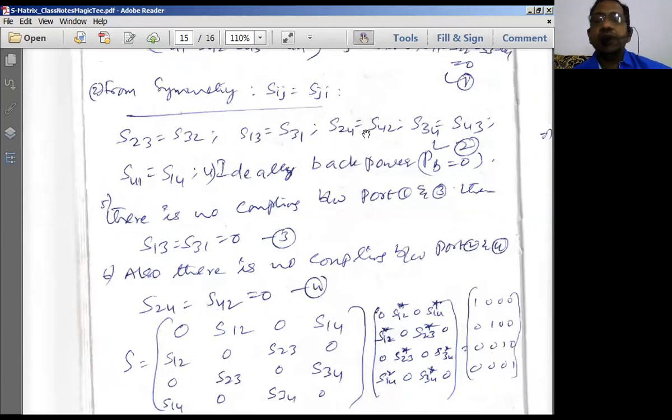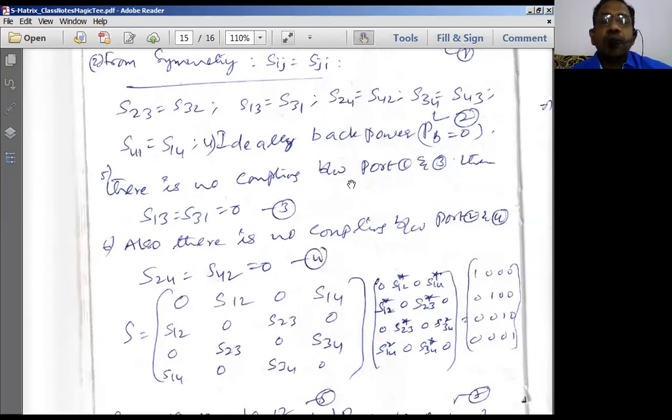Next, from the symmetry property, Sij is equal to Sji, similar to the previous properties of S matrix. I can write this as S23 is equal to S32, S13 is equal to S31, S24 is equal to S42. I just reverse these suffixes. S34 is equal to S43. All these are equal. S41 is equal to S14. So ideally, the back power is equal to 0.